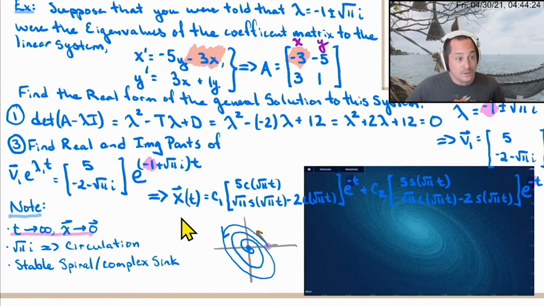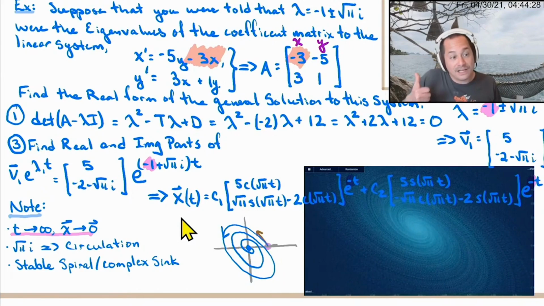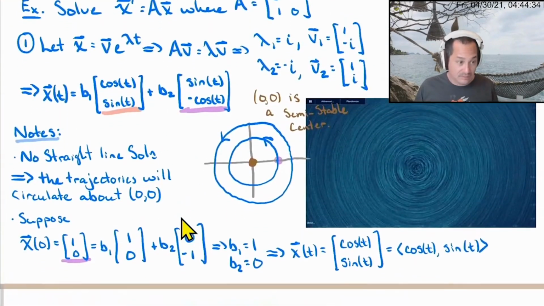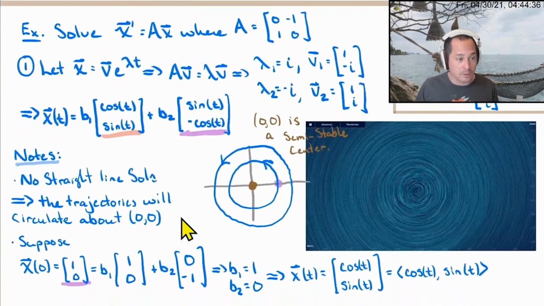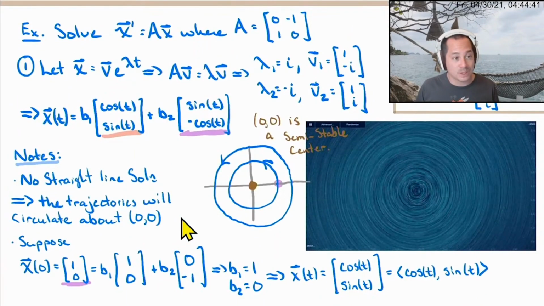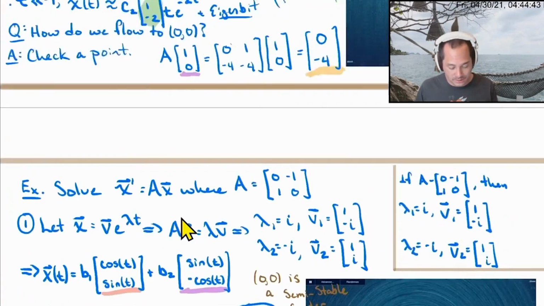All right. Well, those are the diagrams. Stable spiral sink. If the eigenvalue were to have a real positive part, then it'd go out from the origin instead of in. If the eigenvalue has zero real part and only imaginary part, we get circulation, pure circulation.